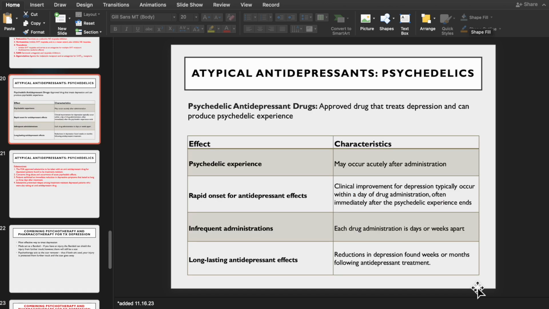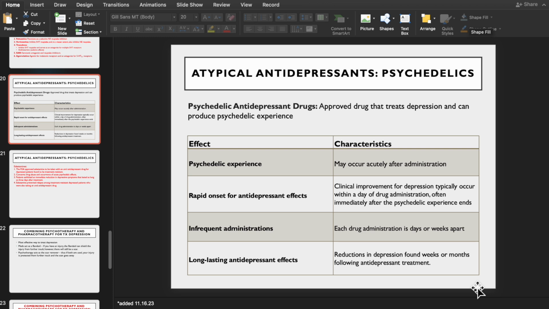Then we have psychedelic antidepressants, which are drugs that are approved for depression treatment, and they have psychedelic effects. The effects may start to kick in almost immediately. So with other antidepressants, it might take weeks for it to start working, but with this, it can start as soon as the day after use. And typically, the psychedelic effects will end, and then the antidepressant effects will take over. So the person's not going to be experiencing the psychedelic effects the entire time.